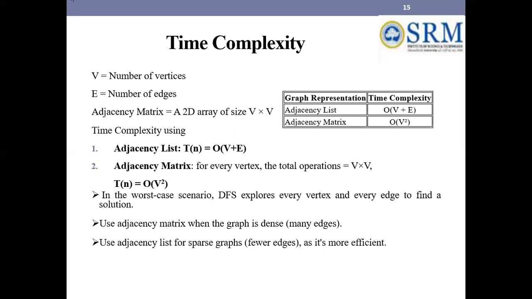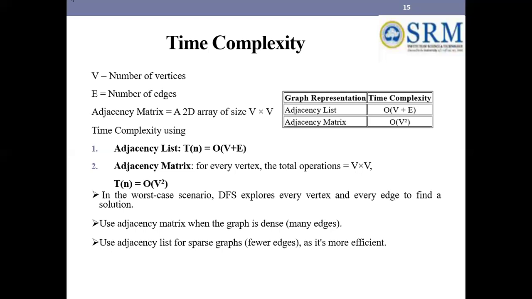And time complexity. V is the number of vertices, E is the number of edges. If we are using an adjacency matrix, that is a two-dimensional array of V into V size. If we use an adjacency list for implementation, time complexity is order of V plus E. If we use an adjacency matrix, the size is V cross V, so time complexity is order of V square, because total operations are V into V. In the worst case scenario, DFS explores every vertex and every edge to find a solution.